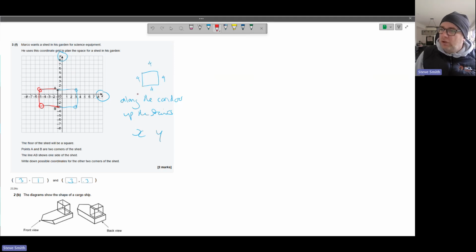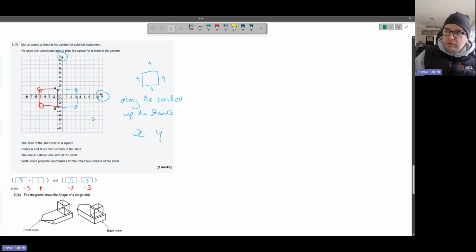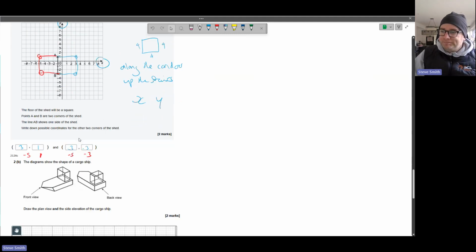If we wanted to do the red ones, we absolutely could. So we've got -5 and 1, and then we've got -5 and -3. So those would have been two possible sets of coordinates you can put your shed in. You wouldn't get an extra mark for putting both. It's just write down one possible set.